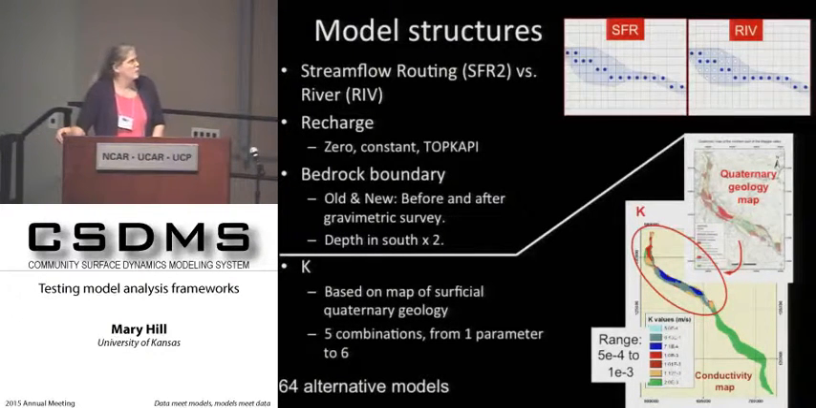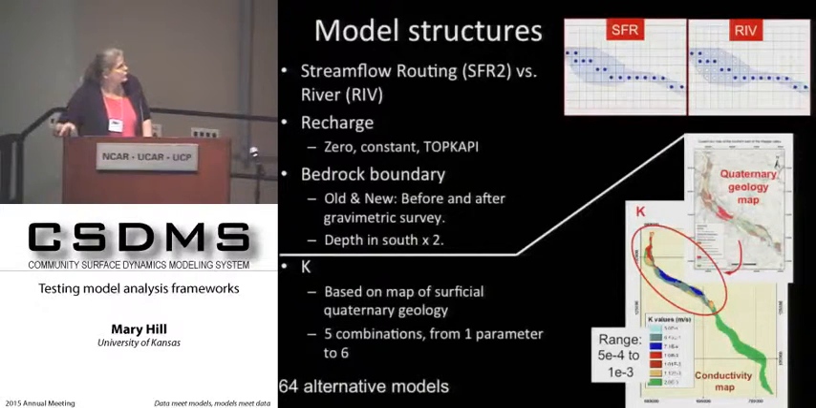in the south. For hydraulic conductivity, we had a quaternary geologic map, which is shown on the right, and it was only available in the northern part of the area, but we used it to divide the area up into zones. In this case, with a fairly narrow range of hydraulic conductivity, within about an order of magnitude or so. For the hydraulic conductivity distributions, we worked with homogeneous as one option, and then there were 5 combinations that varied from that one parameter as being homogeneous to 6, and that ends up with 64 alternative models.